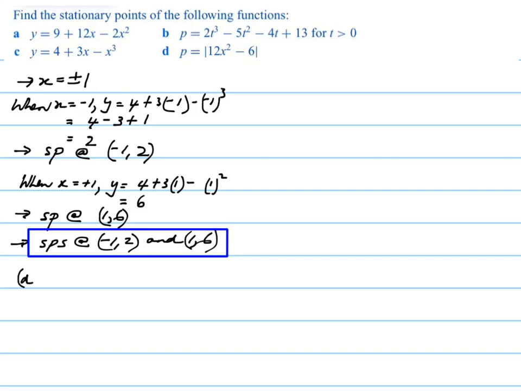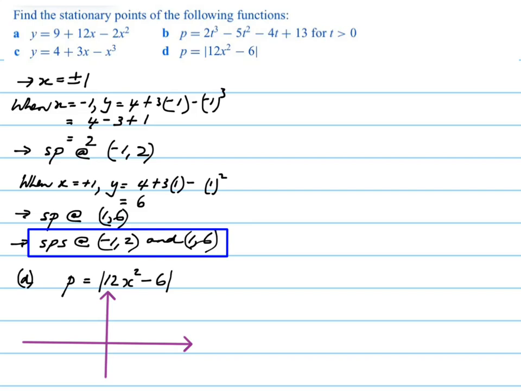Let's go with the next one, D. So we've got P is the absolute value of 12x squared minus 6, and we've got to get the stationary point of that. I don't think I can. I just find these things detestably annoying. So I think I'm going to do a graph of it and just work it out without any calculus. Do you mind? I think it's easy. Always go for the easier option unless they specify what they want you to do to find the solution.